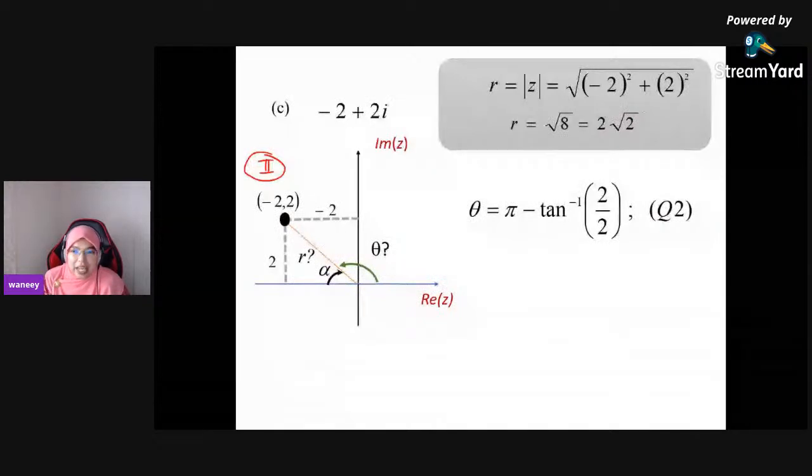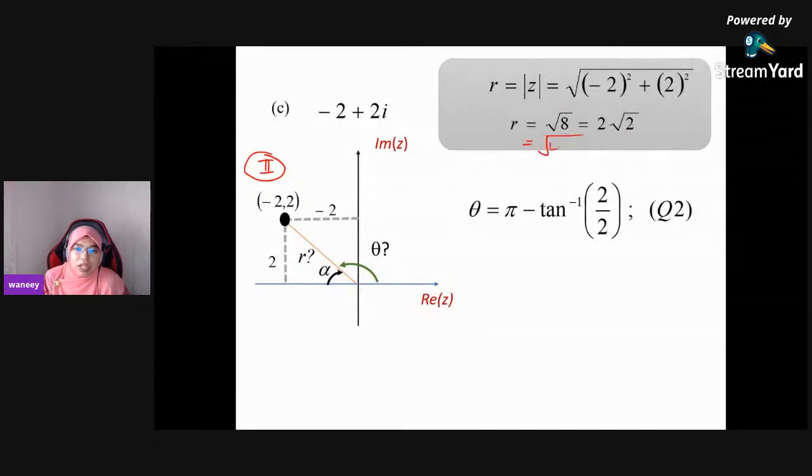So how do they get this? The square root of 8 is equal to the square root of 4 times 2. So this one will become the square root of 4 times the square root of 2. And then the square root of 4 is simply 2. So it will become 2 square root of 2. Okay, so now the theta.